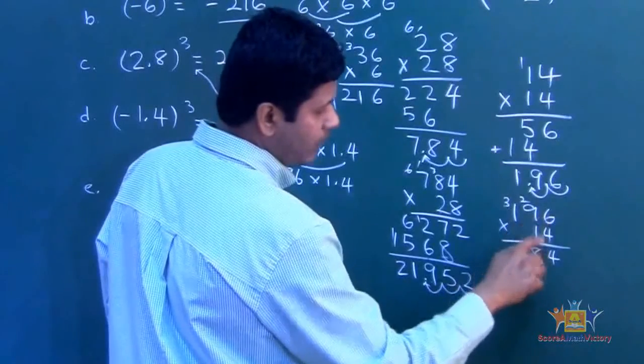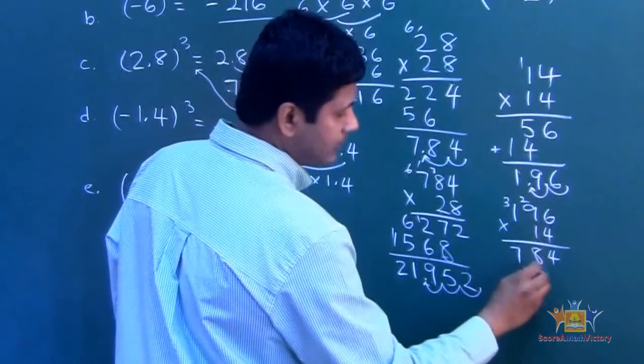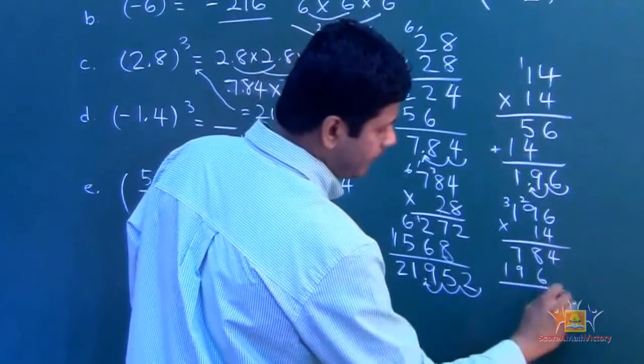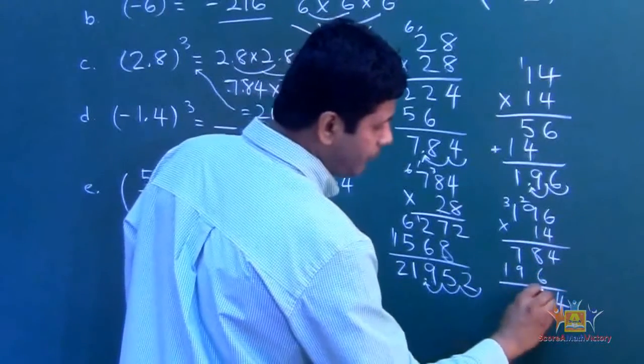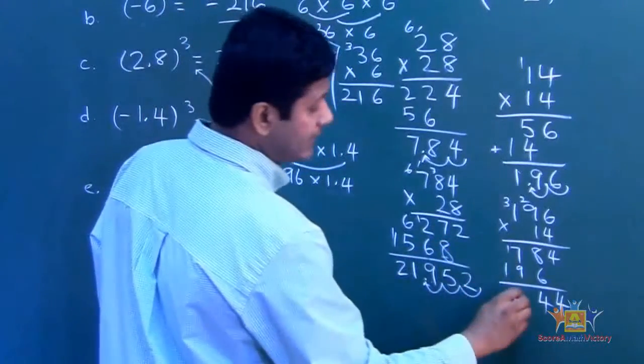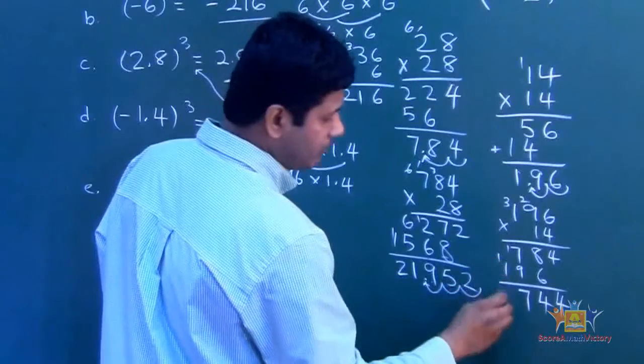Now I'm going to times with 1. Make sure I start right here, right? 1 times 6 is 6. 1 times 9 is 9. 1 times 1 is 1. Now I'm going to add it. 4, 8 plus 6 is 14. Carry 1. 1 plus 7 is 8. Plus 9 is 17. Carry 1. 1 plus 1 is 2.